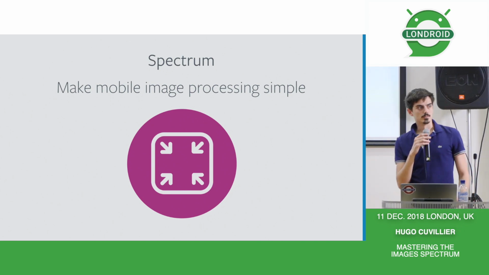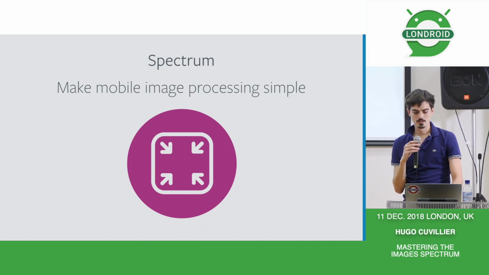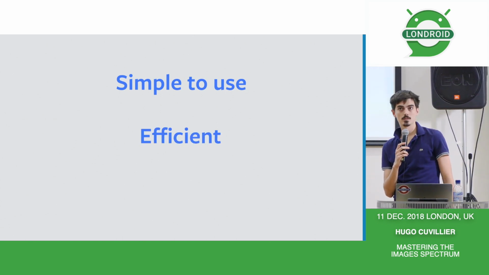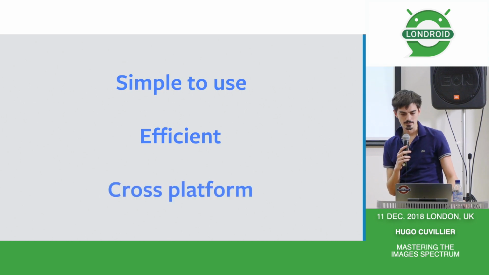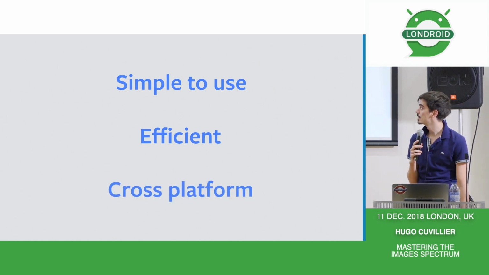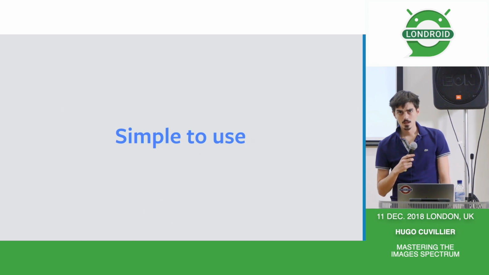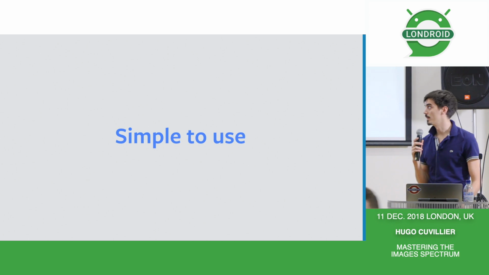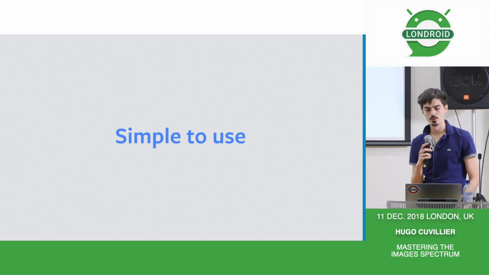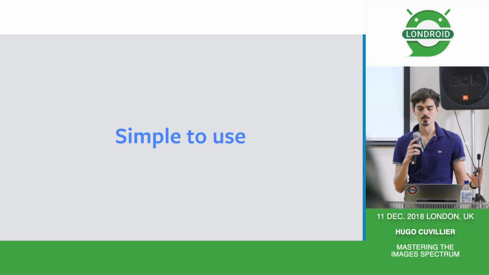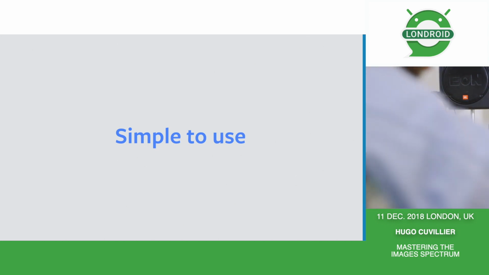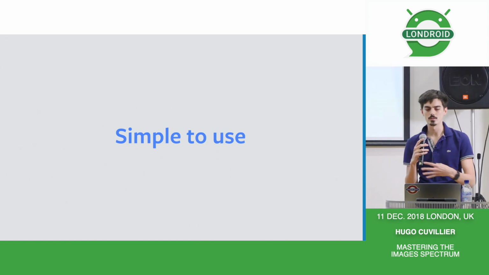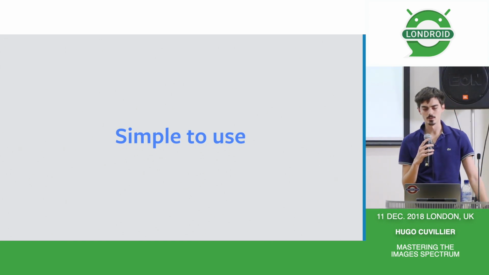So building Spectrum, our primary goal was to build a library that's simple to use, but also a library that's efficient and cross-platform. So let's start with simple to use. So as we've seen, image processing can be quite tedious. There's lots of little steps that can be easily forgotten or just used and have sort of a suboptimal solution. So our goal was to build a library where developers just have to think about the end result instead of having to think about all these little steps and what's the best way to the end result.